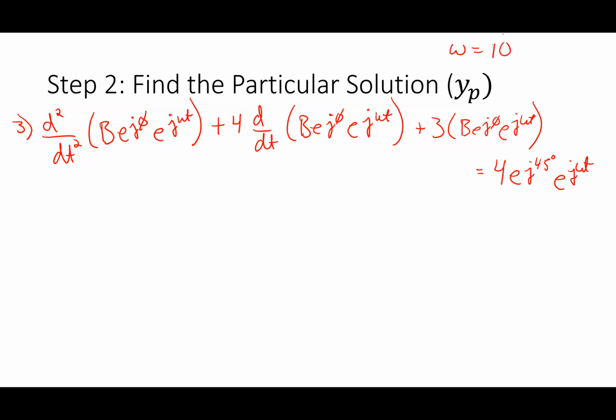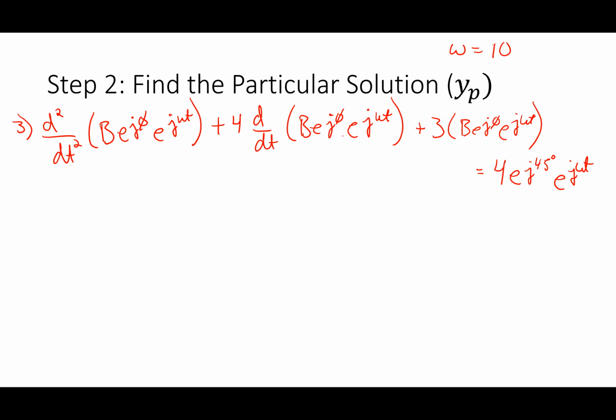Okay. All right. So this ultimately is going to lead to two equations, right? One for b and one for phi. What do I do with this? What's my next step from this step? I take the derivatives, right? What happens if I take a derivative of e to the j omega t?